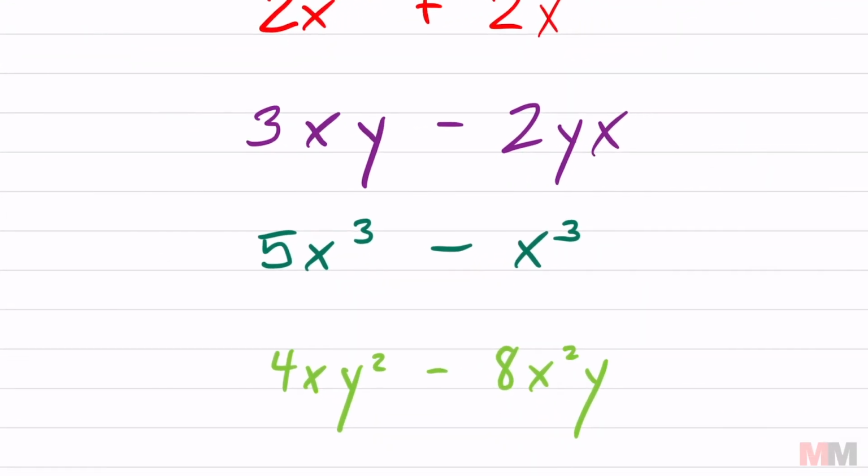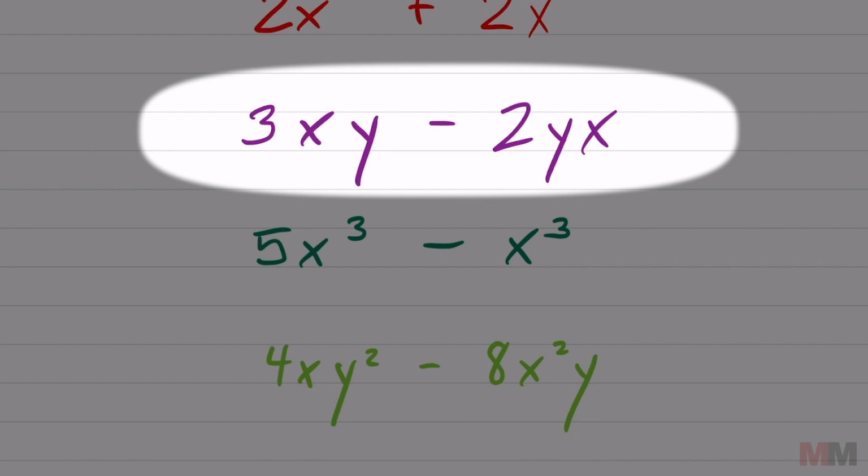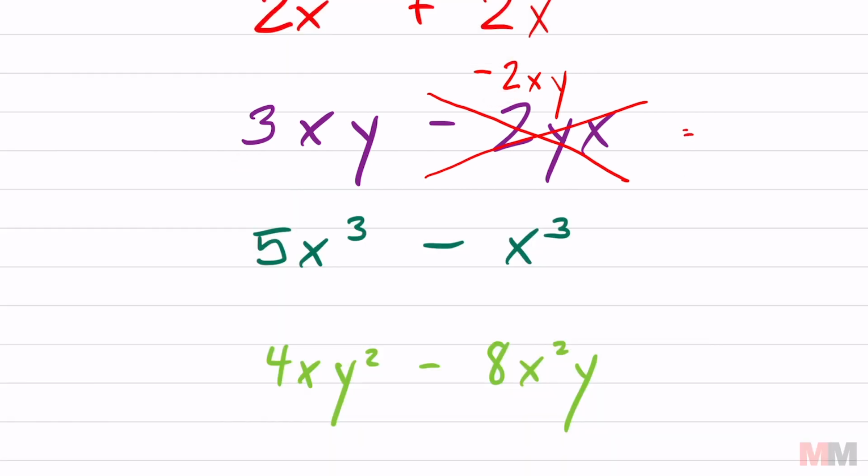Let's look at the purple one. The answer for that is actually yes. You can subtract these two. It looks like they're different, they're just rearranged in a different order. Negative 2yx, if you want to get confused less, you can just write that as negative 2xy. They mean the same thing, and when you combine like terms, just subtract the numbers in the front. That will get you 1xy.